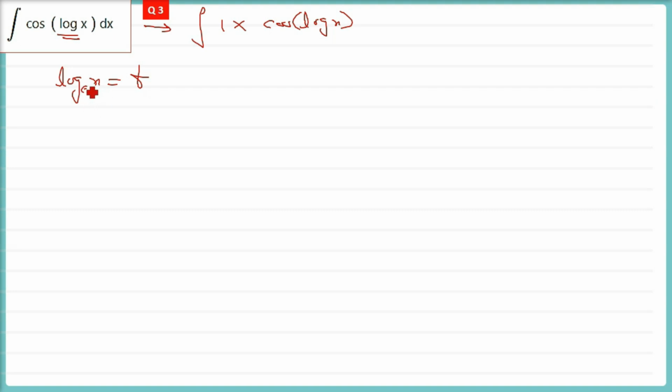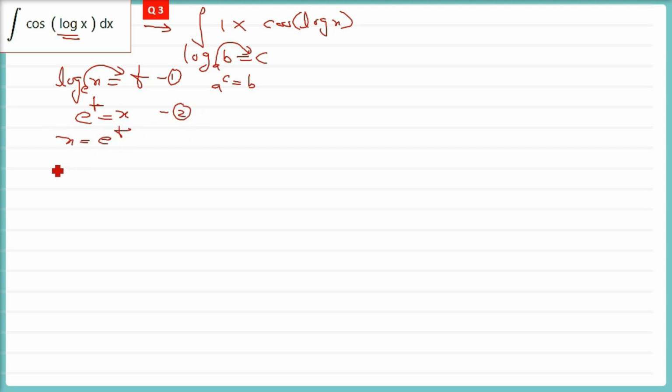So if you take log x as t, that means e raised power t is x. Let me remind you that log base a b equals c is nothing but a raised c is equal to b. So same concept here. Now we have assumed something and we have to substitute later also. So let me mark it as equations 1 and 2. So x equals e raised t, we need to differentiate it also, because if you're substituting or assuming, you need to think about all the content in the question, because dx is already there.